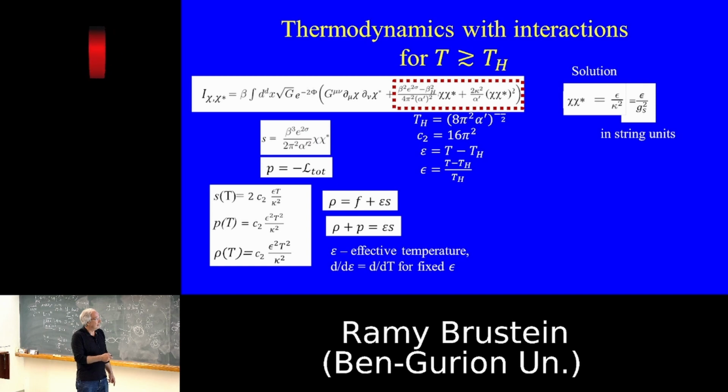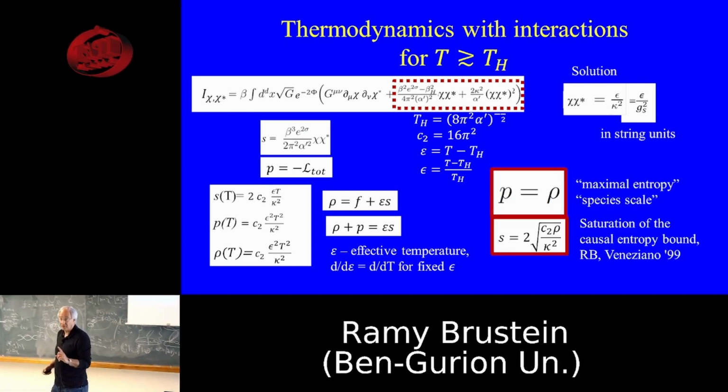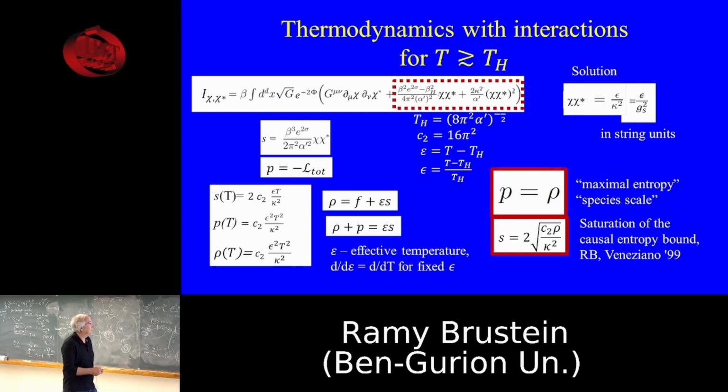And if the string density is small, you can convince yourself that alpha prime corrections and g_string corrections are also small. So these are the dominant terms. And we can calculate thermodynamic quantities using this expression, identifying chi star with the string entropy density. And what we find is something that is already in the Horowitz-Polchinski, in the Atick-Witten paper, that we find P equals rho. And this corresponds to S equals square root of rho, which is the maximal possible entropy.